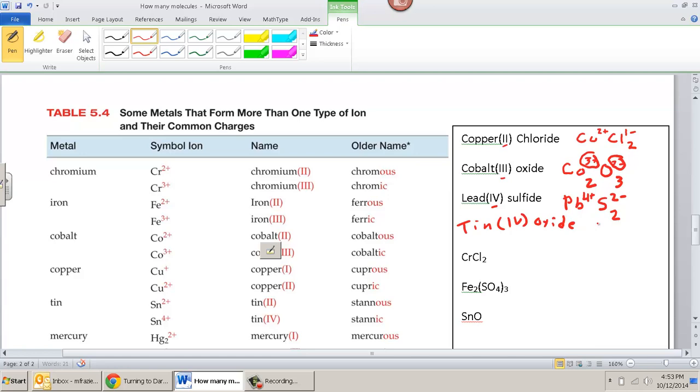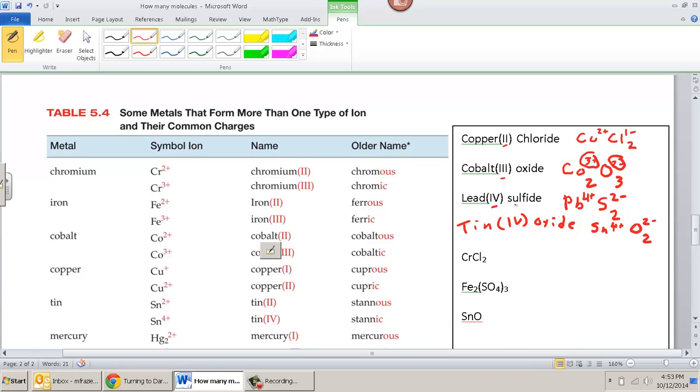Okay, so tin(IV), that means the tin is going to be 4 plus, and oxygen, as we've established up here, is going to be 2 minus. So that means that to get the +4 on the tin balanced out with negative charge on the oxygen, you're going to have to have 2 oxygens. So 2 times -2 is -4, and that balances out the tin. So the formula for tin(IV) oxide is just SnO2.